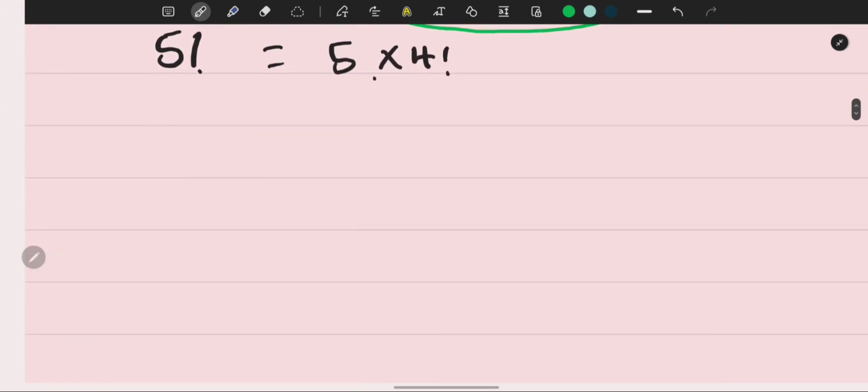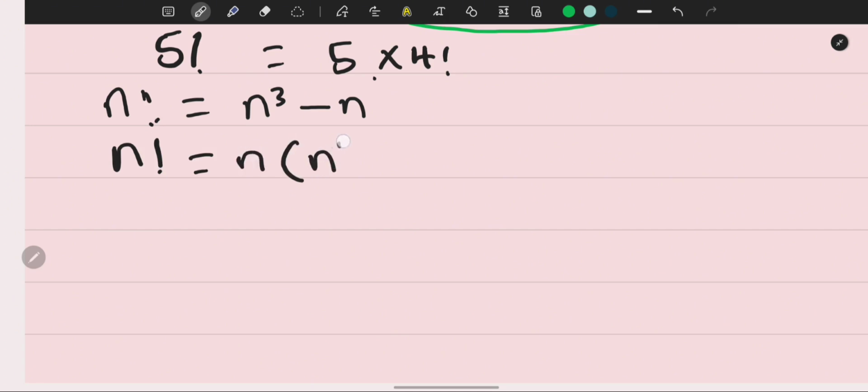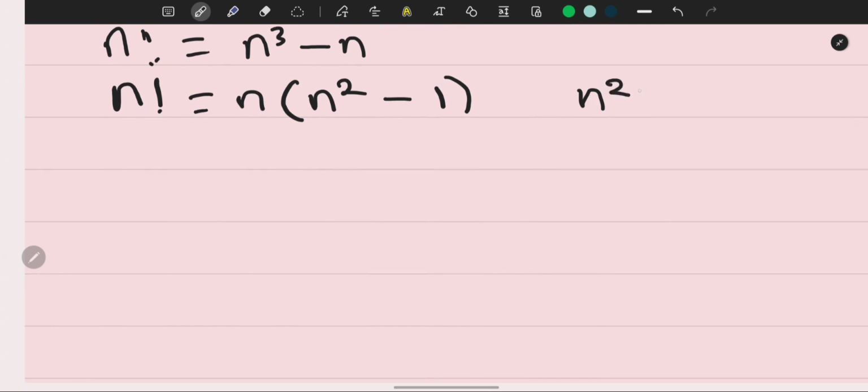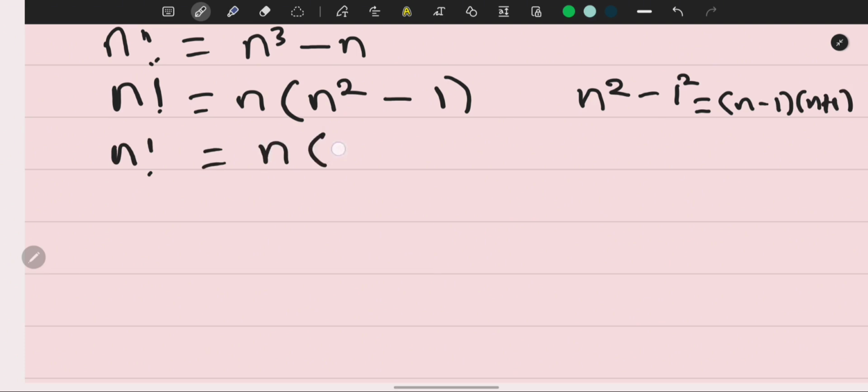So which is n factorial equals n cubed minus n. Now, there's a way we can factorize the right hand side by factorizing n, and you have n times n squared minus 1. And n squared minus 1 can be written as n squared minus 1 squared, and in math we call that the difference of two squares, which can be written as n minus 1 times n plus 1. So here you have n factorial equals n times n minus 1 times n plus 1.